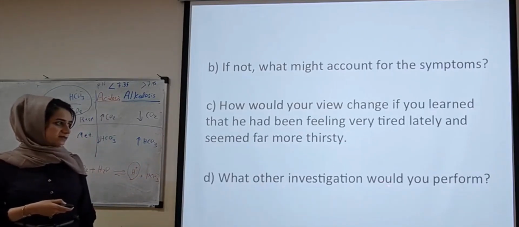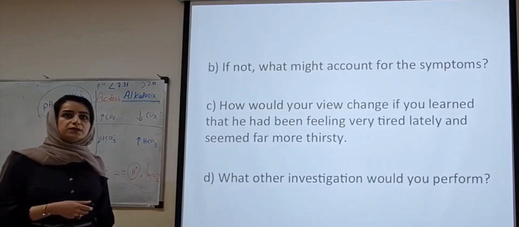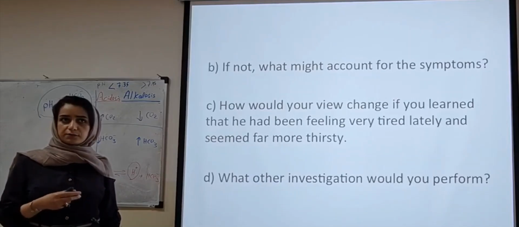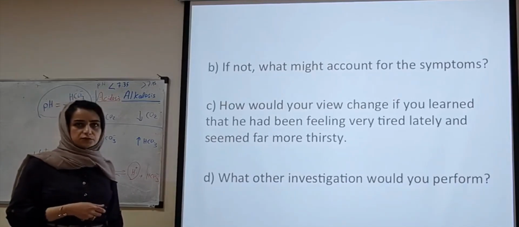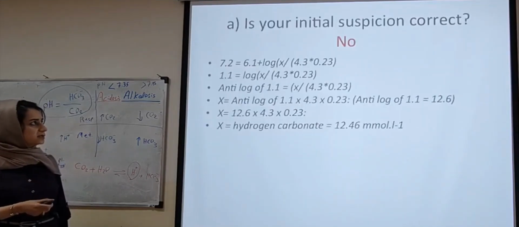What other investigation would you perform? To confirm, you measure random blood glucose for diabetes, and also ketone in the plasma and in the urine in order to see if the abnormality is due to that.